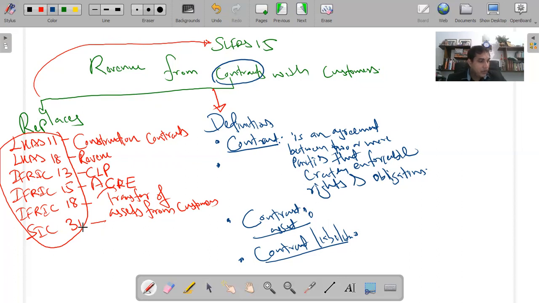Right. Now there are a few other definitions as well, but because of the time limitation I'm not going to list them down here, but I hope you can remember all the definitions of SLFRS 15. Now, as you are aware, revenue from contracts with customers would be recognized by using the five-step model.